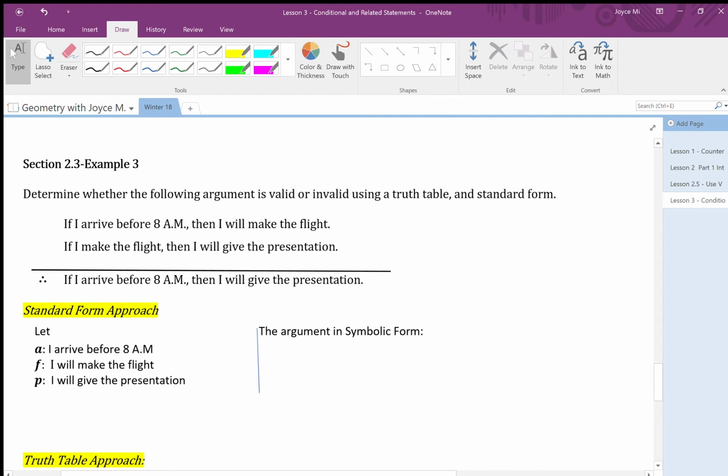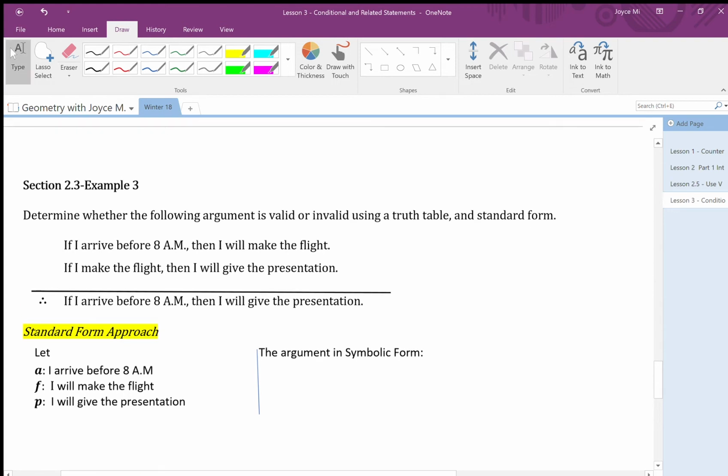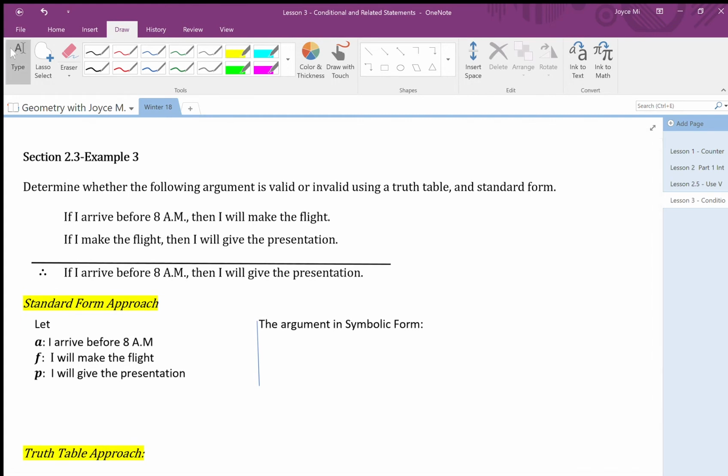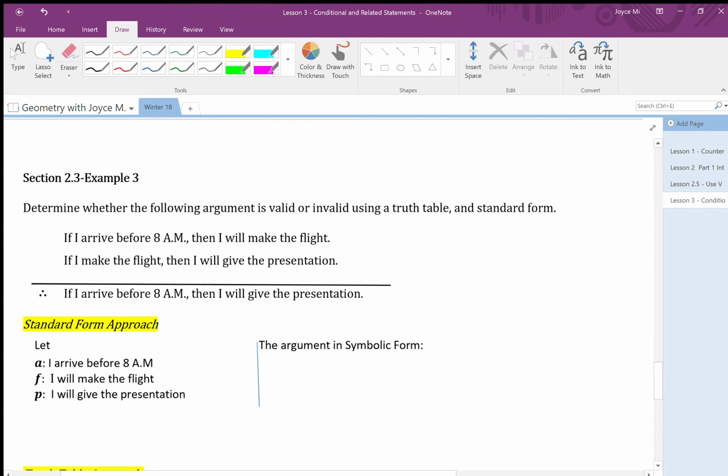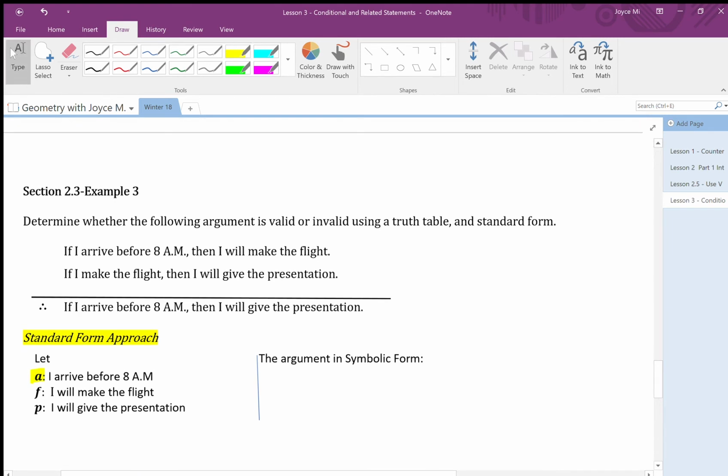Before I do any work here, I need to have some notation. I'm going to define my terms before I use them. It's very important that you define your terms, what stands for what. One common mistake that C students make is that a lot of them just use P and Q, but I don't know what P and Q stand for. You can use any letter, but whatever letter you use, define it. I'm going to let A stand for arrive before 8 a.m., F for I will make a flight, and P for I will give a presentation.